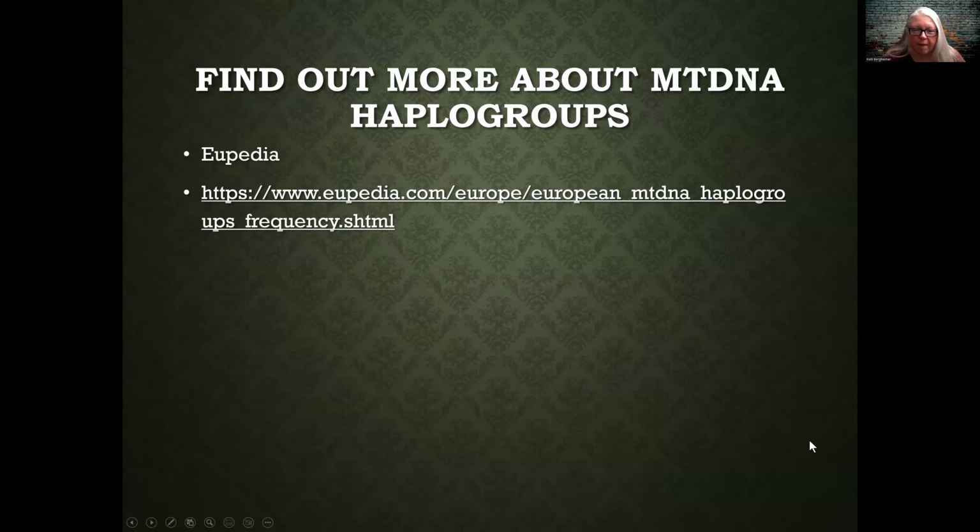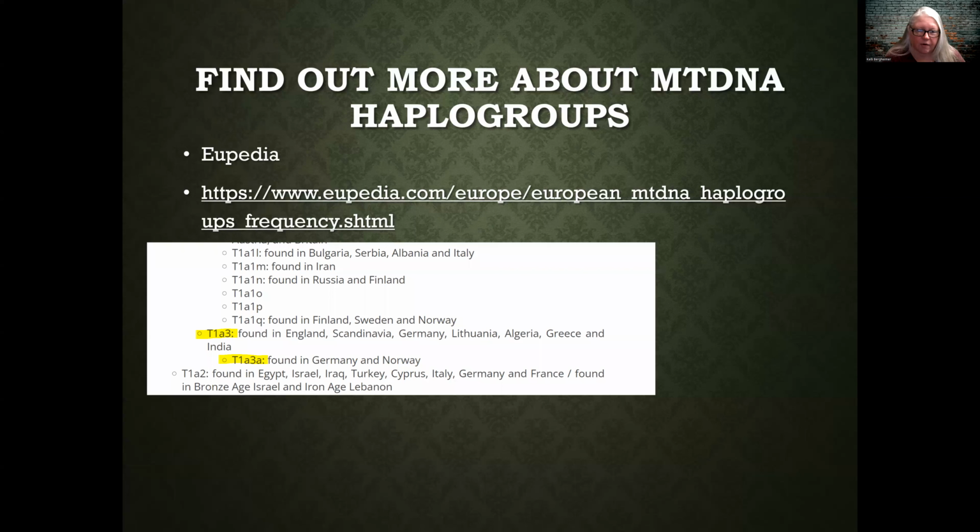So if you want to find out more about haplogroups, there are several places you can go to learn more about mitochondrial haplogroups. Upedia is one, and there's a link here that you can follow and a link in your handout. And if you search for mine, the T1A3, you can find some general information about that branching. It's found in England, Scandinavia, Germany, Lithuania, Algeria, Greece, and India. And specifically, mine is Germany, Norway. And again, great generalizations, but it's a direction, right?